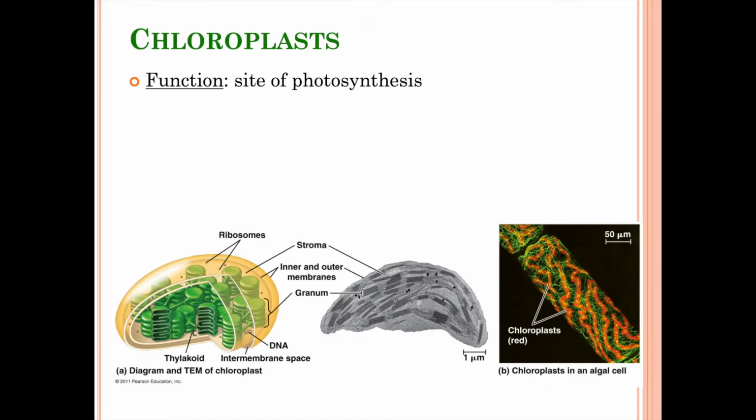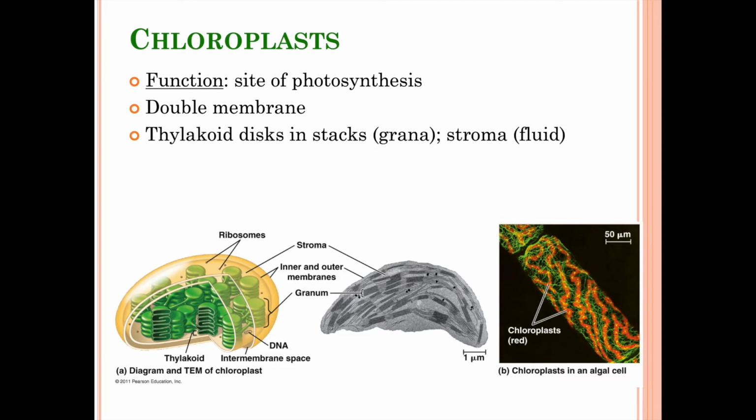Chloroplasts are the site of photosynthesis within plant cells only. The chloroplast also has a double membrane. So you can see the inner membrane and the outer membrane. In this case, the inner membrane does not have all the folding as the mitochondria, but there is another structure within the chloroplast that does have a lot of surface area. So we haven't lost surface area.